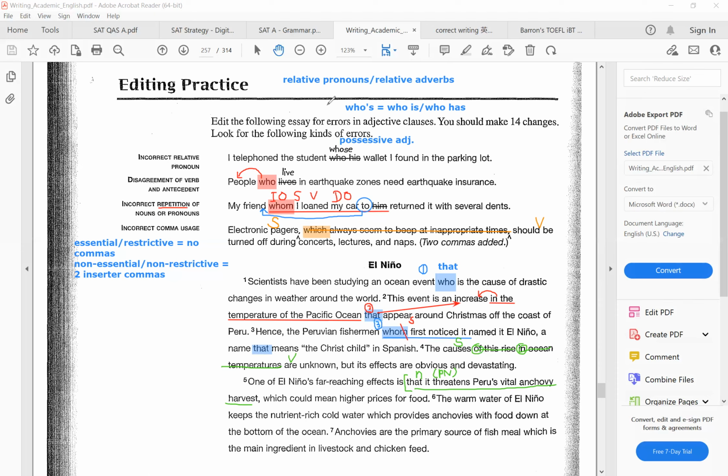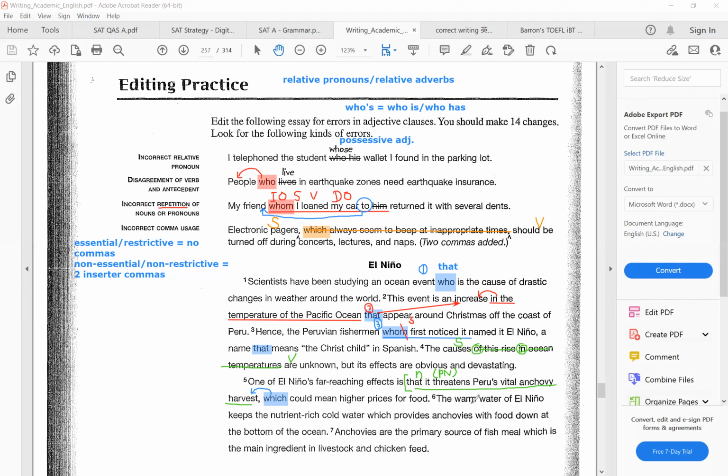But we do have a relative pronoun afterwards, the which could mean higher prices for food. So now, what is the which referring to? We are talking about the anchovy harvest, right? So far there is nothing wrong with this, okay?